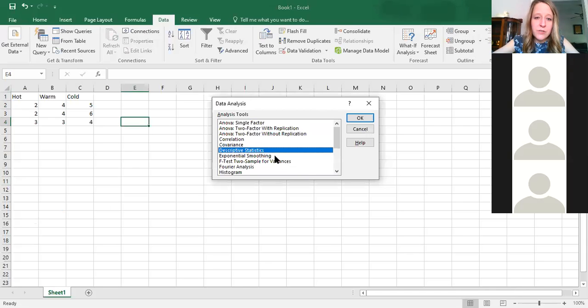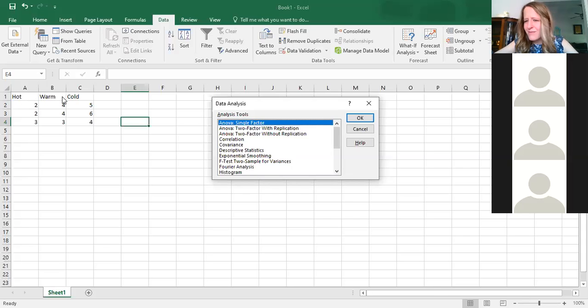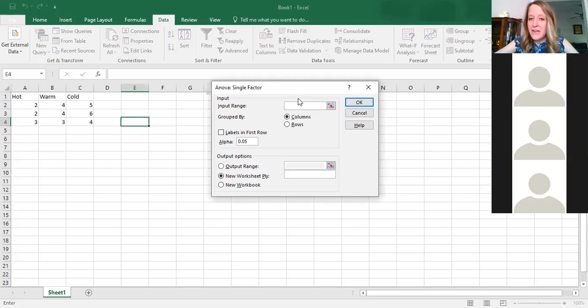And what you can do is say, all right, I have these 3 groups I want to do an ANOVA. What we're doing is single factor, or as your book says, one-way ANOVA, but it's basically saying that there is one variable of type of day or weather or temperature, I guess, right? And then we have 3 groups based on the temperature. So I'm going to say ANOVA single factor and say okay.